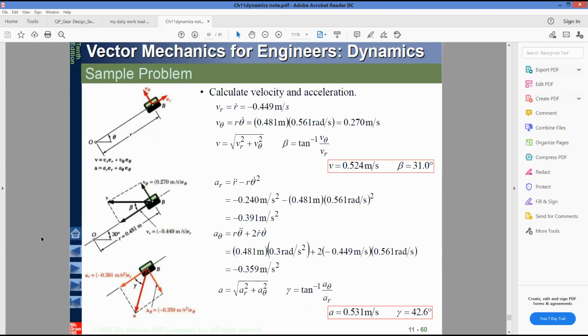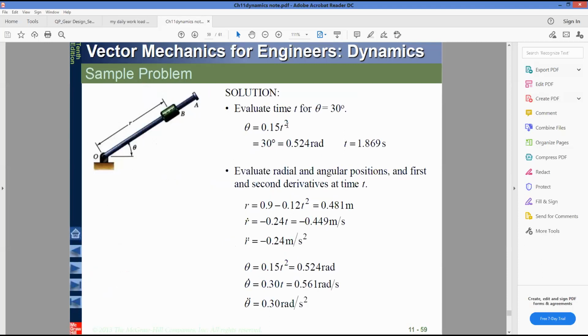Now if you calculate the velocity and the acceleration, to solve this one, what you have to do is just put v_r, which is r dot, you already found this value. Then v theta is how much? V theta is r theta dot, right? So r theta dot, r is 0.489 and theta dot is 0.561. Here you can see this one is 0.561.